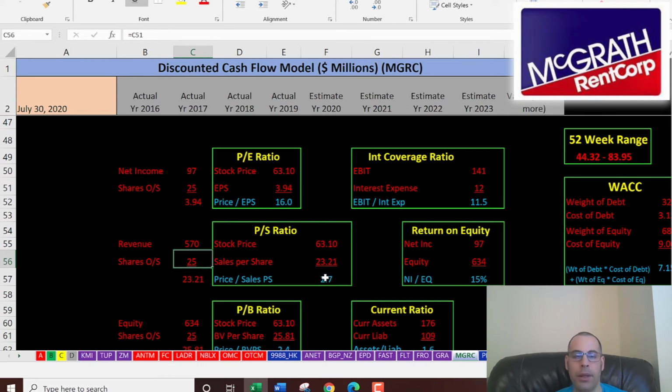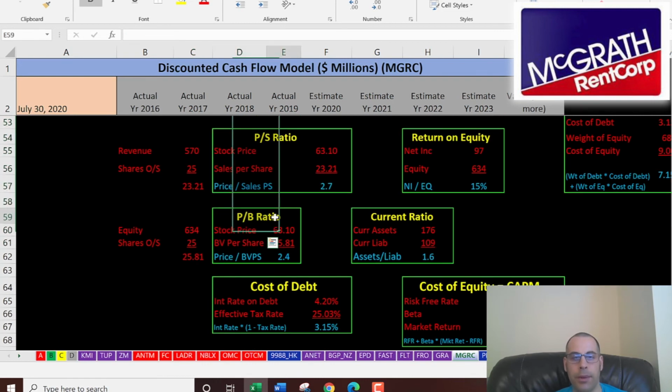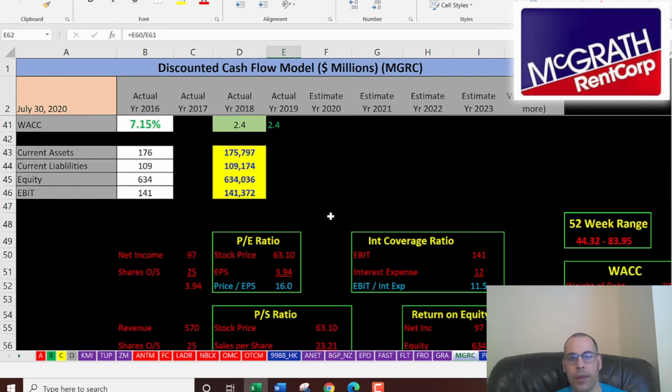I like to see below 2.5 for this ratio. The lower the better for these three ratios. The price to book is stock price over book value per share. To get book value per share, it's equity over shares outstanding. 2.4 indicates investors are willing to pay $2.40 for $1 of book value. I like to see below 3.5 in this ratio, so 2.4 is pretty good.